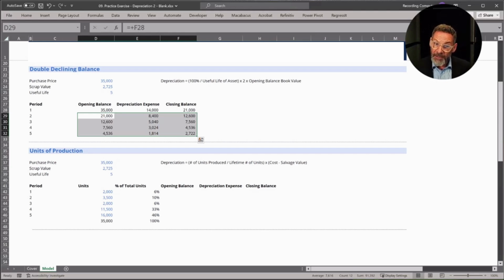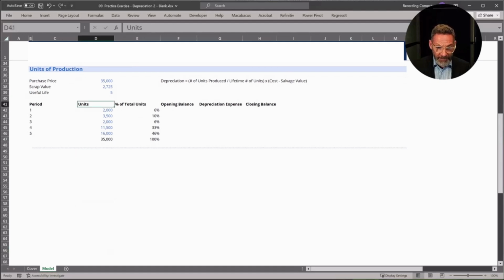The key thing with double declining that you might have noticed in the previous exercise and this one is it doesn't necessarily match the scrap value, and it's because of the calculation itself and how we expense more early on. However, for units of production and for straight line, we always know at the end of the useful life, the amount that we see as the closing balance should be the scrap value. So now let's go to units of production.